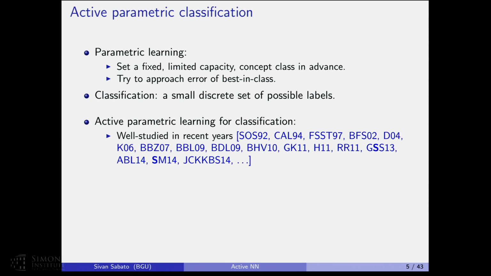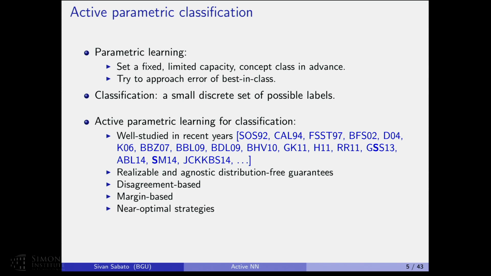For this type of model, where we have active parametric labeling for classification, I think we know quite a lot about it. There has been a lot of work during recent years, much of it by people in this room. And we know a lot about the realizable setting, about the agnostic setting. We have disagreement-based algorithms. We have margin-based algorithms. We have near-optimal strategies. In some cases, we have lower bounds. We know a lot. And this is very interesting and good progress. But then it doesn't solve all our problems, because this is just for the parametric case and just for classification.